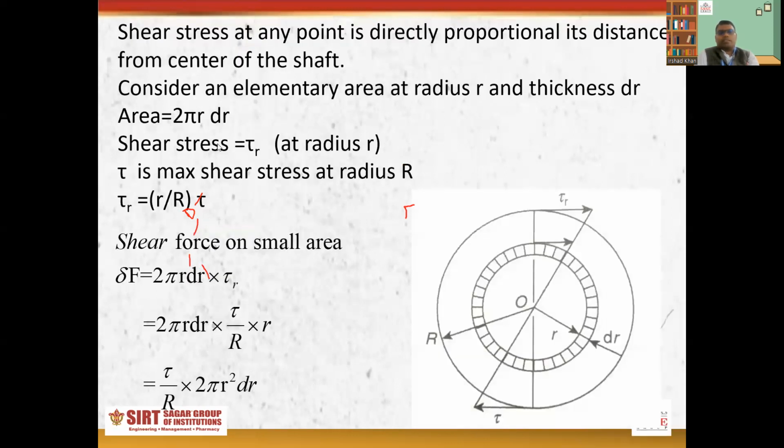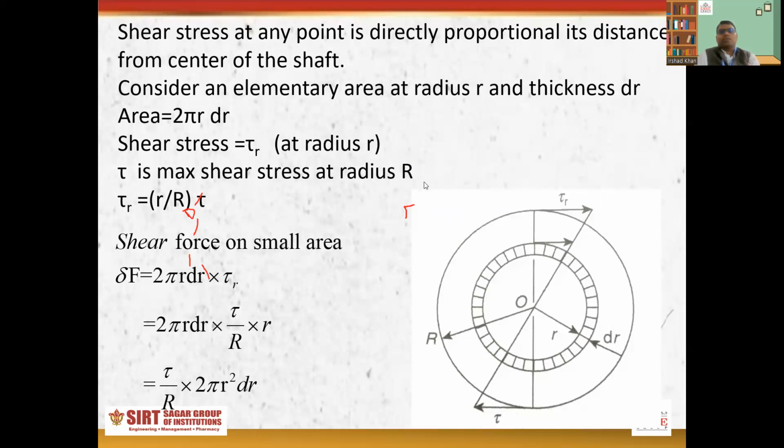So let's understand the second part. You can see this diagram. We consider an elementary ring at radius r of thickness dr. First we will get the area of this ring. The area of the ring will be 2 pi r dr, and the shear stress at the radius r is tau r, and tau is the maximum shear stress at capital R.